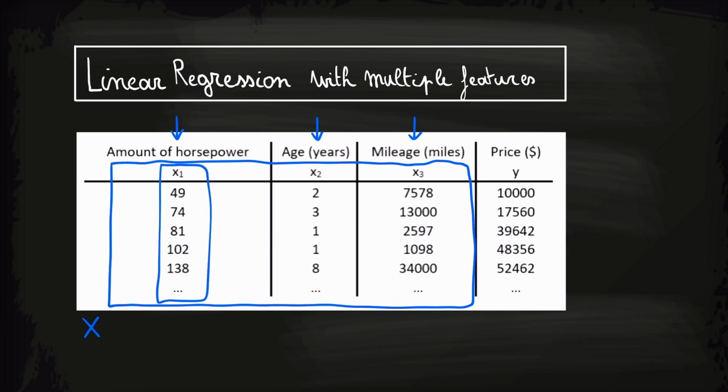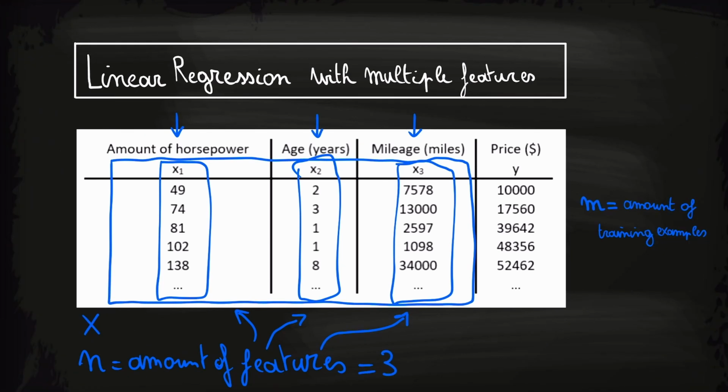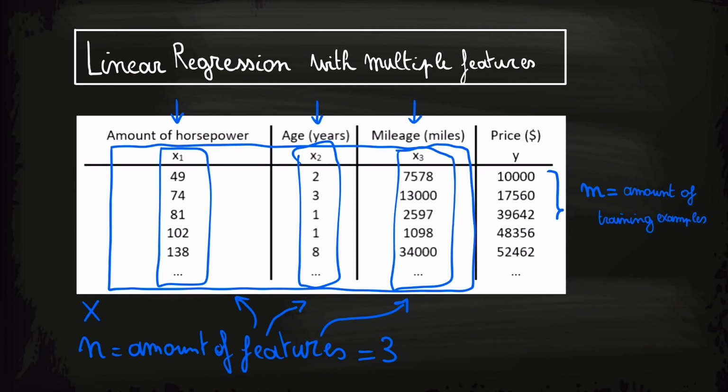x subscript 2 and so on up until x subscript n. Which brings us to a second new notation, namely the letter n, which we will now use to denote the amount of features. In our case n is equal to 3. Also don't forget we used m to denote the amount of training examples, or in other words the amount of rows in our dataset. In our case we didn't define the size of the dataset, but let's say we have 23 training examples, meaning that m is equal to 23.